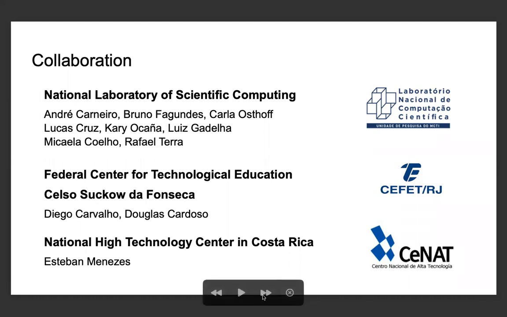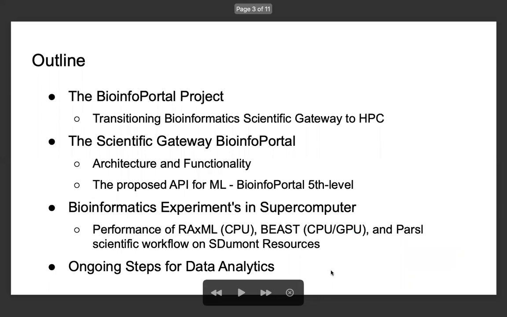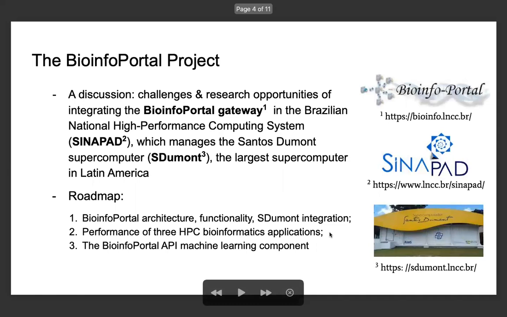The points that are going to be presented here are the bioinformatics project, whose goal is the transition of bioinformatics scientific gateways to HPC, and the scientific gateway BioInfo portal. I'm going to present the architecture, functionality, and the proposed MLAP, the BioInfo portal 5th level, the 3 bioinformatics experiments that were performed on the Santos Dumont supercomputer, and an ongoing step for data analytics and machine learning. Well, this is the BioInfo portal project.